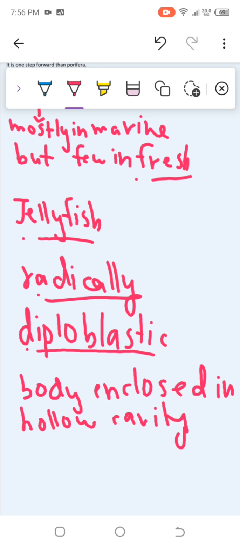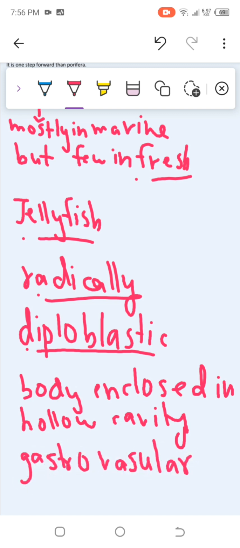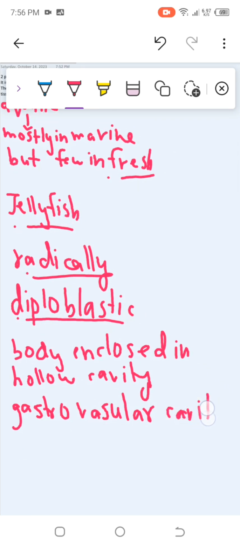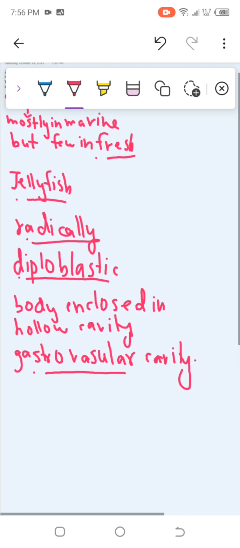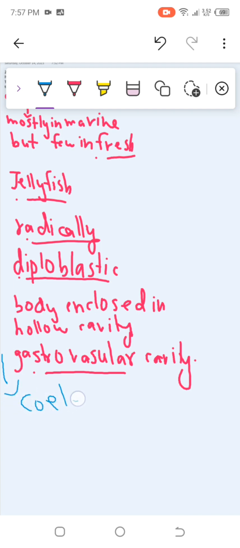As we have studied in Hydra, we have the gastrovascular cavity. Both digestion and transportation take place in this cavity. That's why the name is gastro and vascular cavity, both processes take place in this cavity. After that, the gastrovascular cavity in Cnidarians is called the coelenteron.